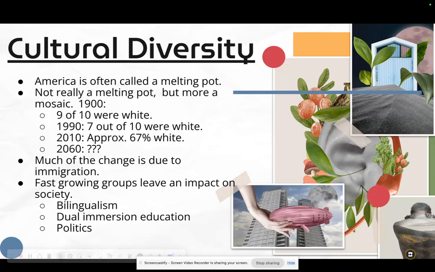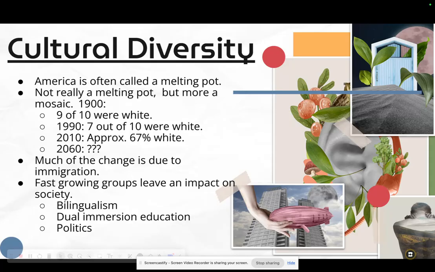Now, apparently I did something wrong on my slide, because that first sub-bullet point just says 1900, 9 out of 10 people in the United States were white. So in 1900, 90% of the population of the United States was considered white. If they had checked the box on the ACT, they would have checked white. Now, if we jump ahead 90 years, the percentage drops to 7 out of 10. In 2010, it goes to 67%. And actually, I read this projection on the U.S. Census Bureau website that said by 2060, they expect for the first time ever for white to not be the racial majority in the country.